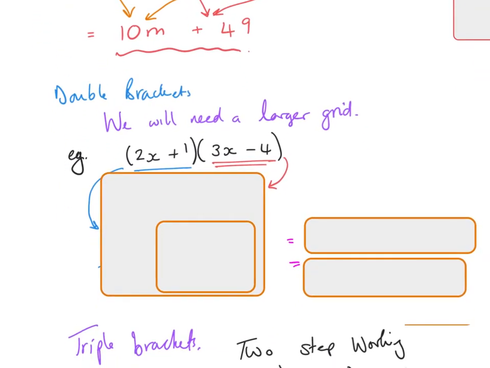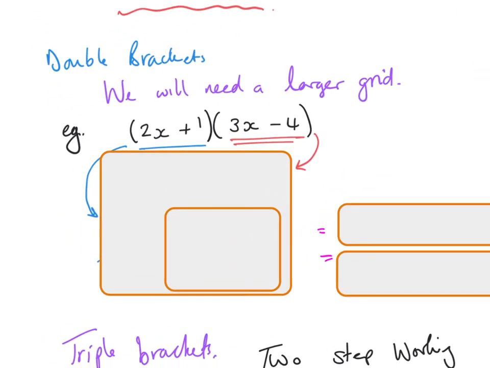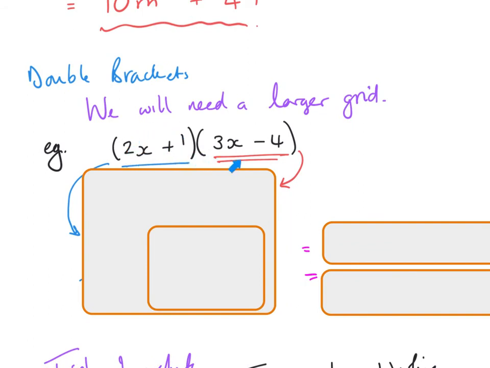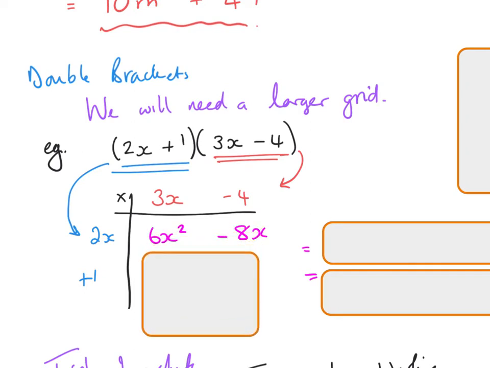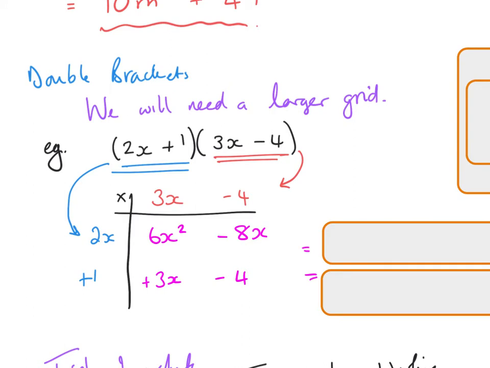Moving on to the S band is where we have double brackets. You can see from the question that we're looking at 2 separate brackets. We just simply need a larger grid effectively. So we're going to set out that grid. I've put down the left hand side this first bracket, and I've done that in blue. And then along the top I've put the red bracket, so the 3x minus 4. And then we're going to multiply that out like we were doing before. That will clearly give me 6x squared and the minus 8x. And then it will give me the 3x and minus 4. So watch out for negatives as you go through.